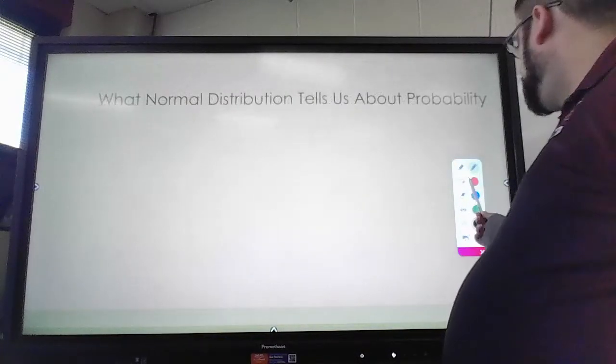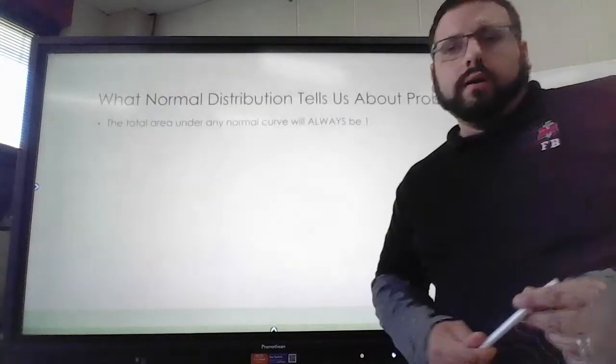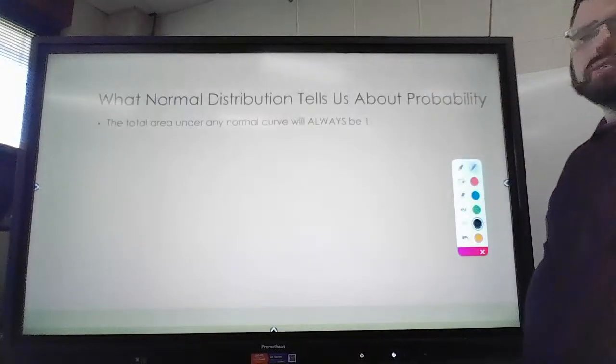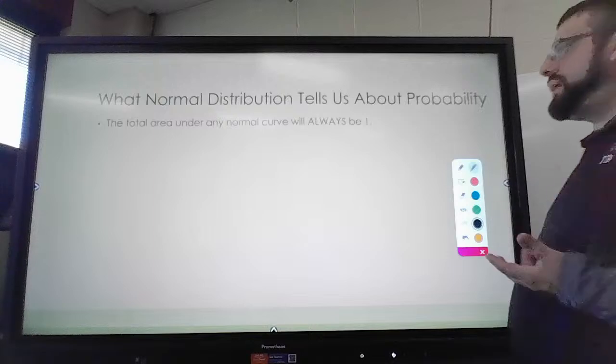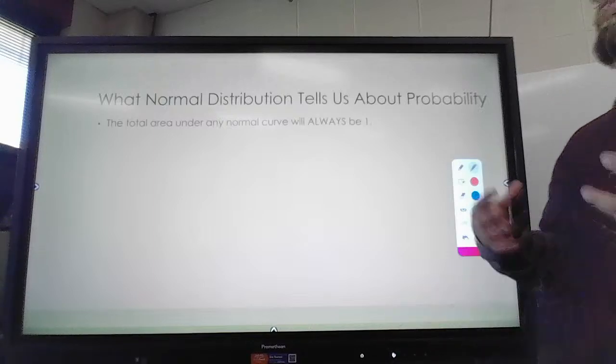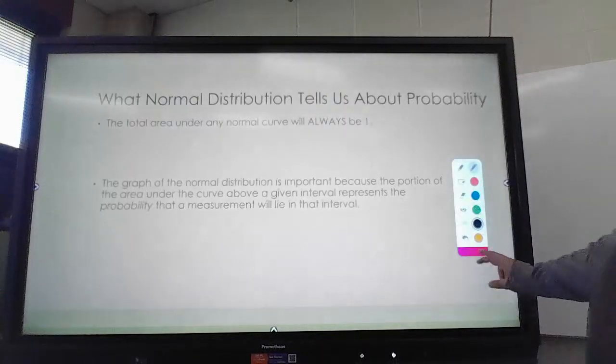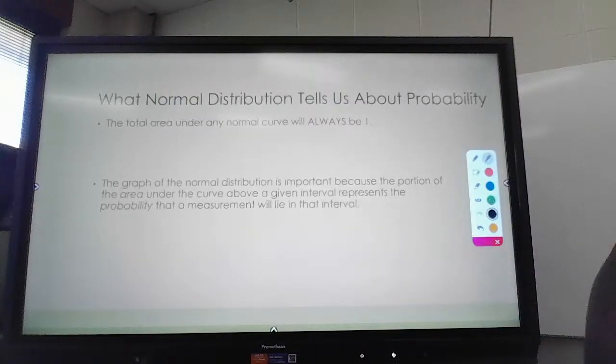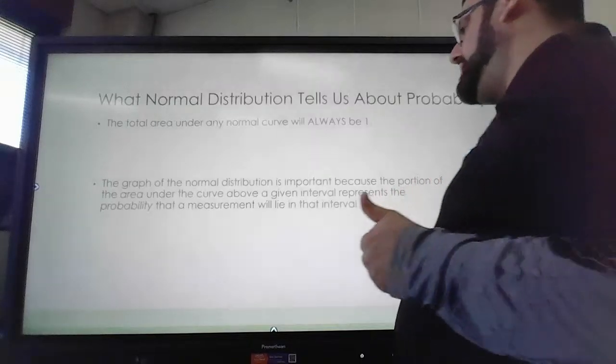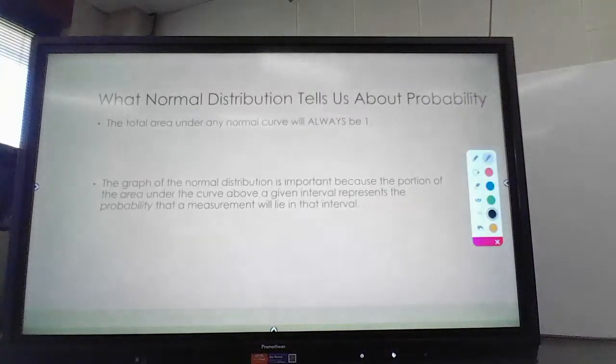So what does a normal distribution tell us about probability? Well, as I mentioned before, the total area under any normal curve will always be 1 because it's the accumulation of all of the probabilities of your distribution. The graph of the normal distribution is important because the portion of the area under the curve above a given interval represents the probability that a measure will lie in that interval. Let me say that again. The area under the curve above a specific interval tells you the probability that a measurement will lie in that interval.